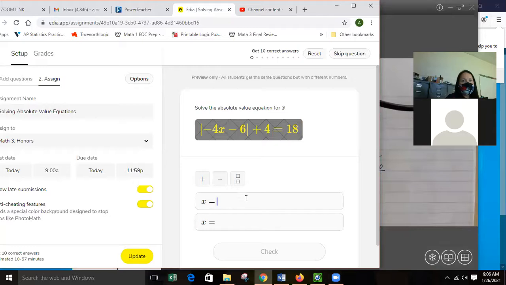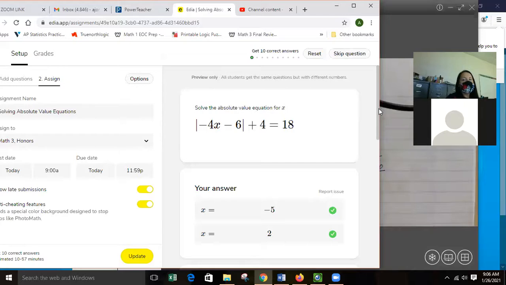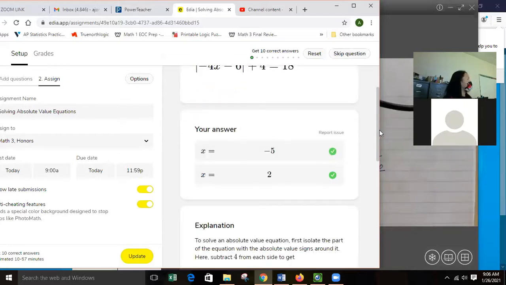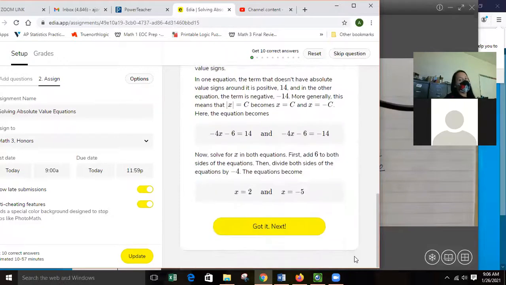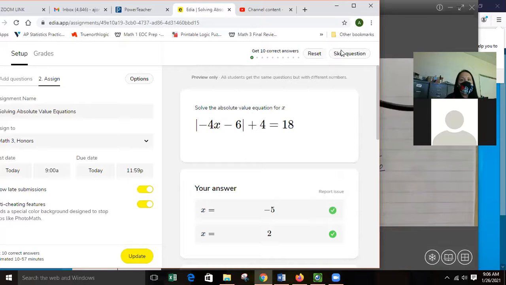So we go here. You can use this negative thing or you can just use your subtract or whatever. Negative 5. It doesn't matter which order you put them in, and 2. And then you're going to check it. If you get it right, they'll have the check marks, like you've done with EDIA already before, or it'll tell you what you did wrong. You have to do, what did I get? 10 correct. And 10 seems like a lot for absolute value because you're doing a lot of work, so it'll take you a while. Okay. Any questions on that?